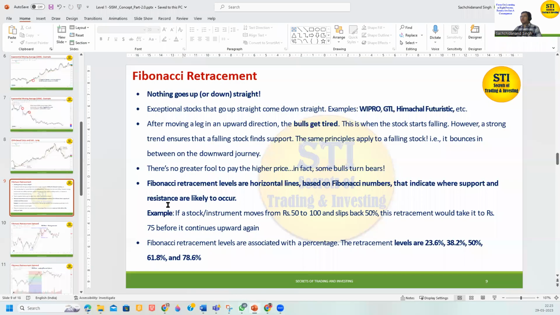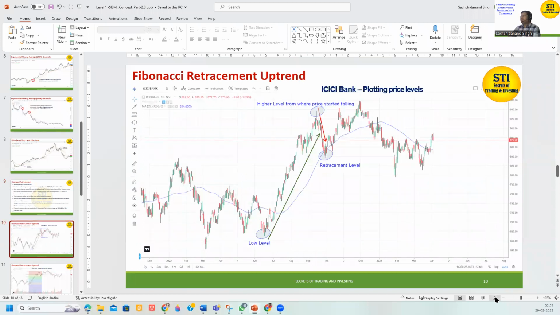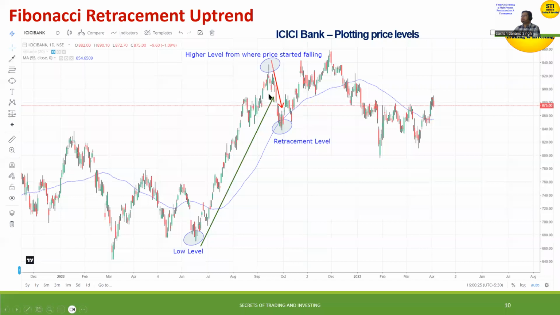I mean, that is what we need to learn out of this Fib retracement. This is the same example which we have already discussed, how much percentage it fell. So the highest level, and it is the retracement level, and from there it took the support and moved further. This is another example, ICICI Bank, which is a recent example from the last couple of weeks back.